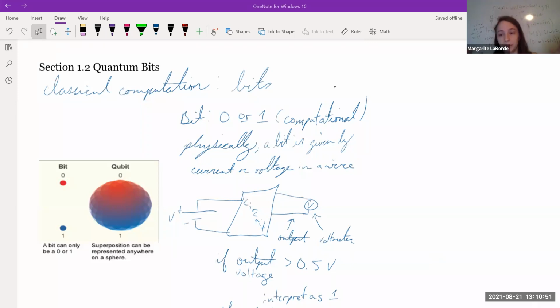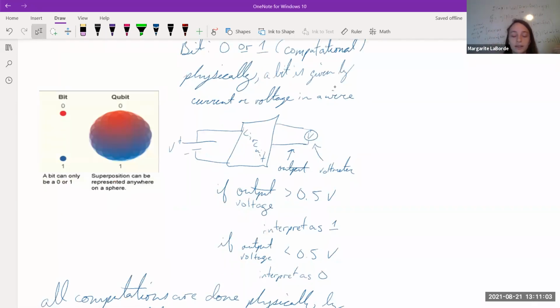But what does that physically mean whenever you're talking about building a circuit? Well, physically, a bit is actually given by current or voltage in a wire. So you might have some schematic drawn out like this, where you have your battery giving you some voltage supply, you have your circuit that does some stuff, and somewhere along the way, whenever you're doing your calculation, you measure the voltage somewhere. And you have some set voltage.